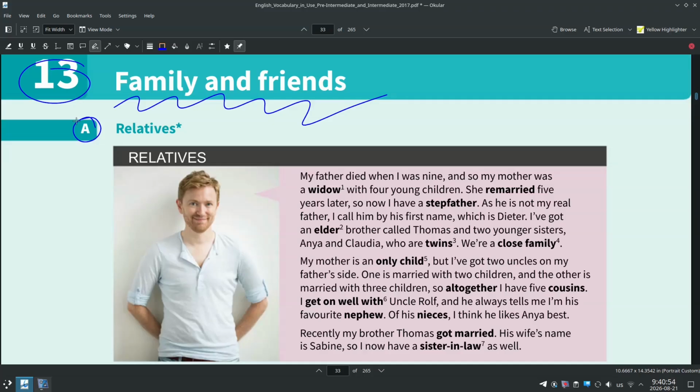My mother is an only child, but I've got 2 uncles on my father's side. One is married with 2 children, and the other is married with 3 children. So altogether I have 5 cousins. I get on well with Uncle Rolf, and he always tells me I'm his favorite nephew. Of his nieces, I think he likes Anya best.